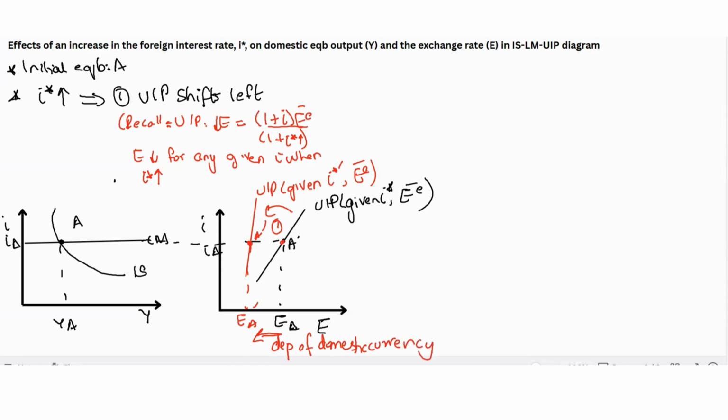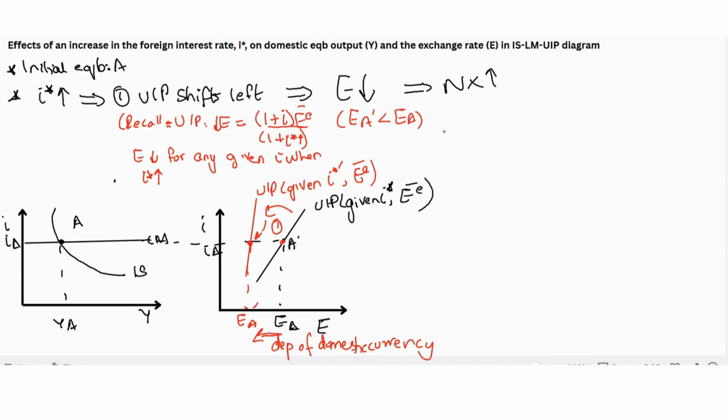So this has happened. What has happened is when the UIP figure shifted towards the left, it caused the exchange rate to go down. The exchange rate went down because EA prime is less than EA. Because once the UIP shifted towards the left, you're no longer at point A. The relevant point for the interest rate IA is essentially equal to EA prime now. When the exchange rate goes down, the net exports are going to increase.